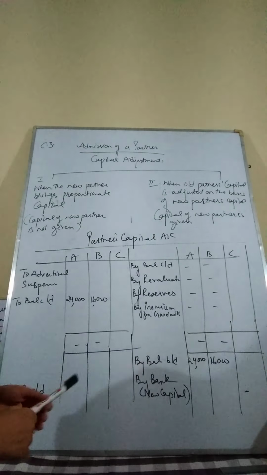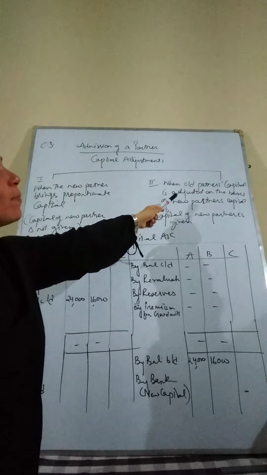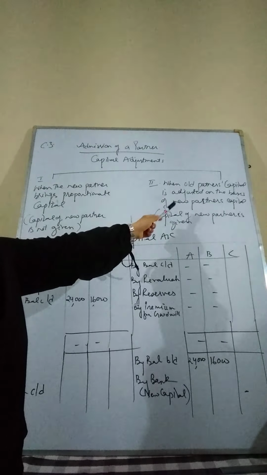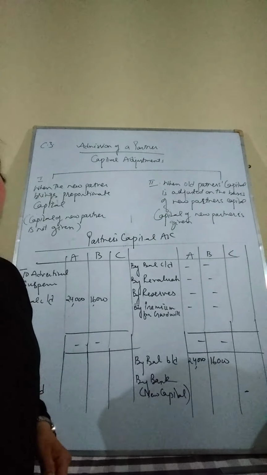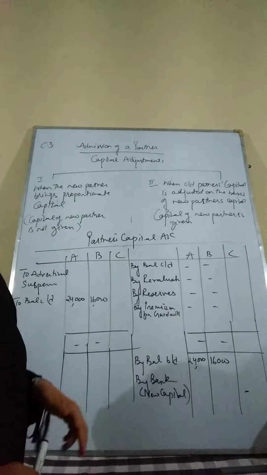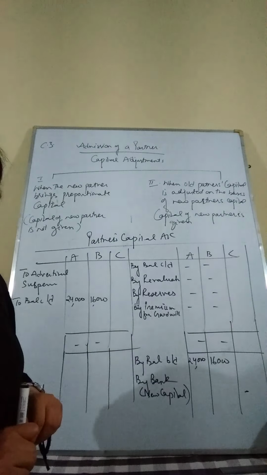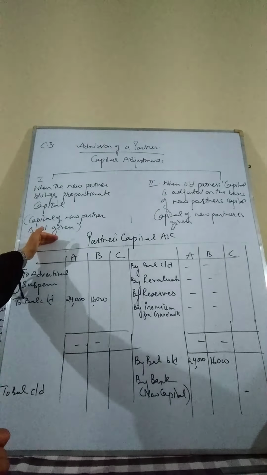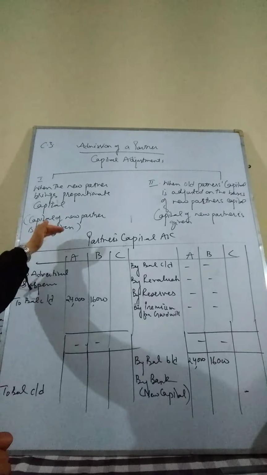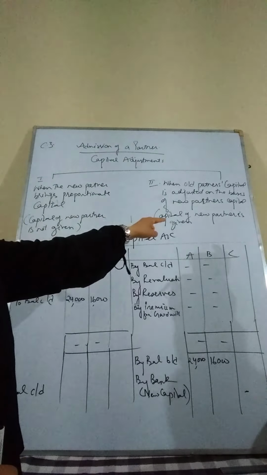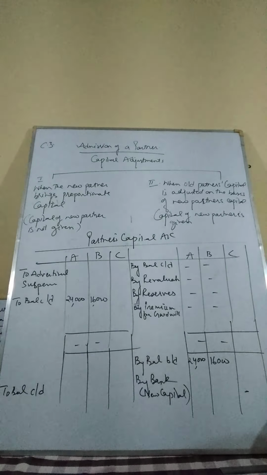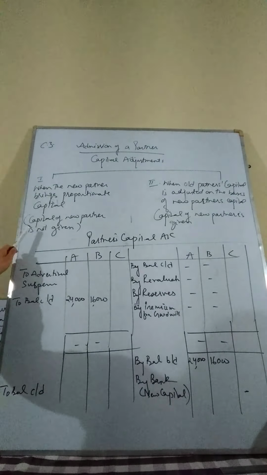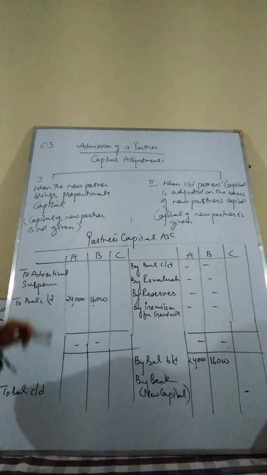As you can have a look at the board, when the old partner's capital is adjusted on the basis of new partner's capital, here the capital of the new partner would be given. So these are the two capital adjustments if we are talking about admission. In one adjustment, the new partner's capital is not given, and in the second one the new partner's capital is given. So today we are going to discuss the first capital adjustment, when the new partner brings in proportionate capital.